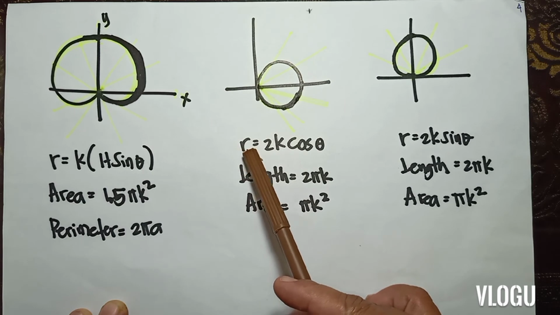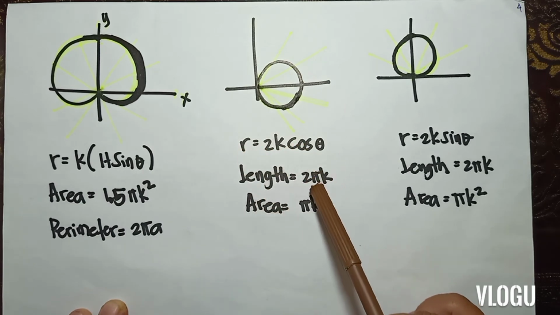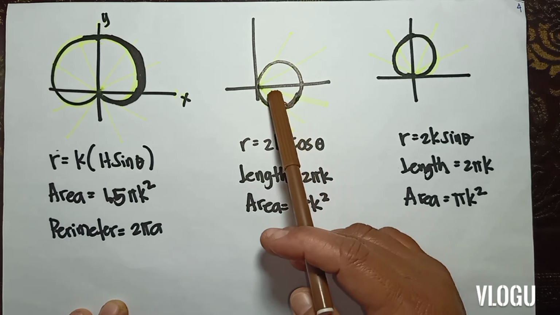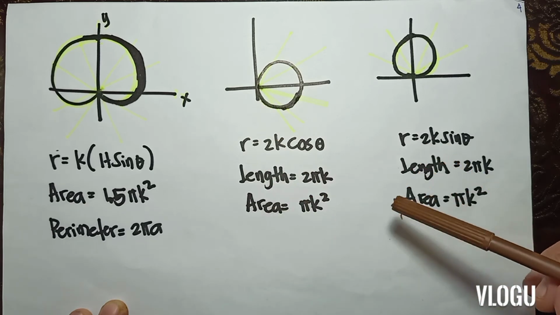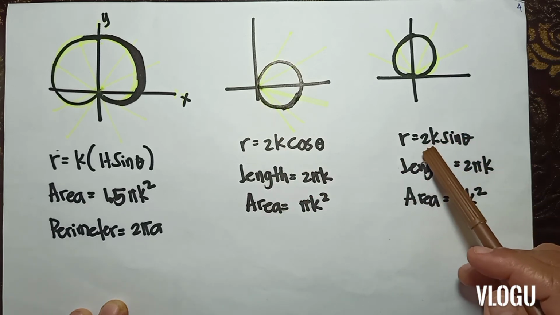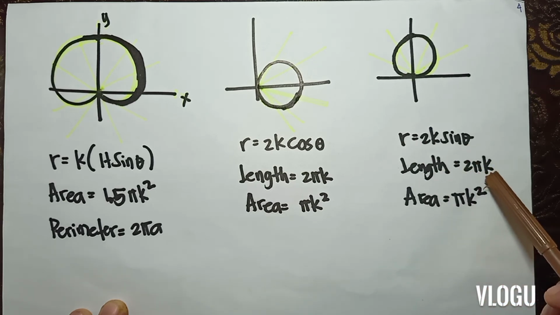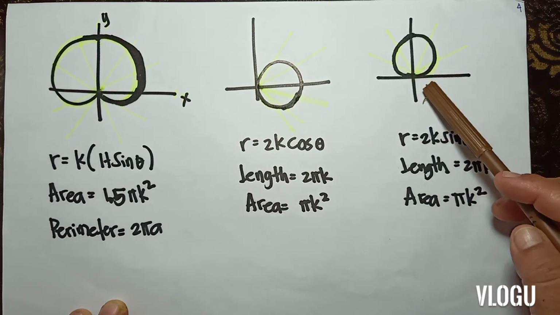If the given is r is equal to 2k cosine theta, the length is equal to 2 pi k, area is equal to pi k square, and the curve is like this one. Okay. If the given is r is equal to 2k sine theta, the length is equal to 2 pi k, area is equal to pi k square, and the form of the curve is like this one.